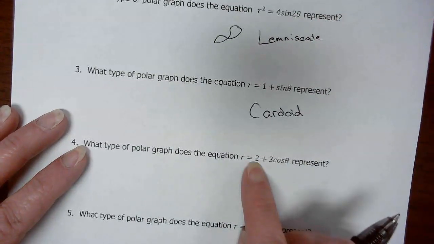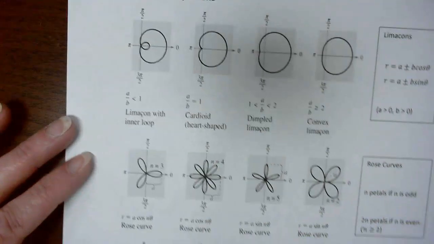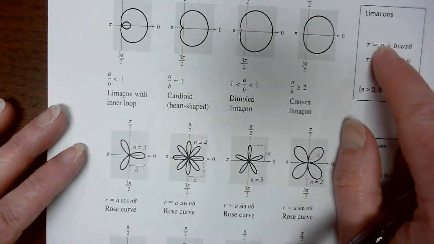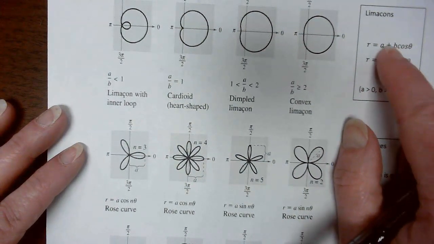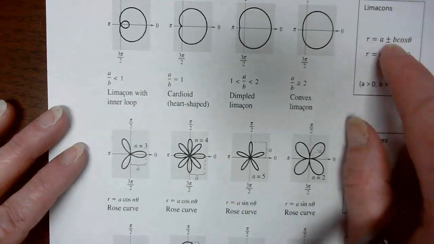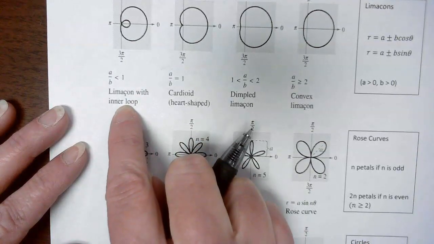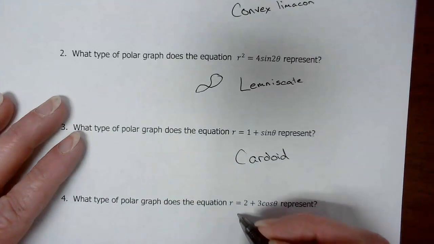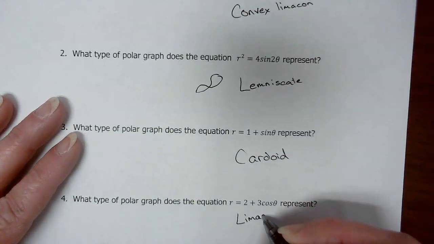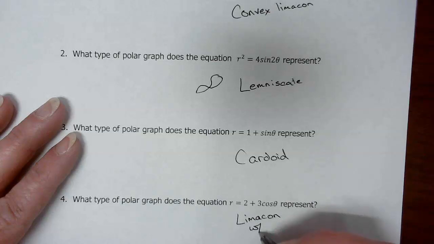This number's smaller, so 2 plus 3 cosine. So 2 plus 3. So the A is smaller than the B. So 2 over 3 would be here. It's a limacon with an inner loop.